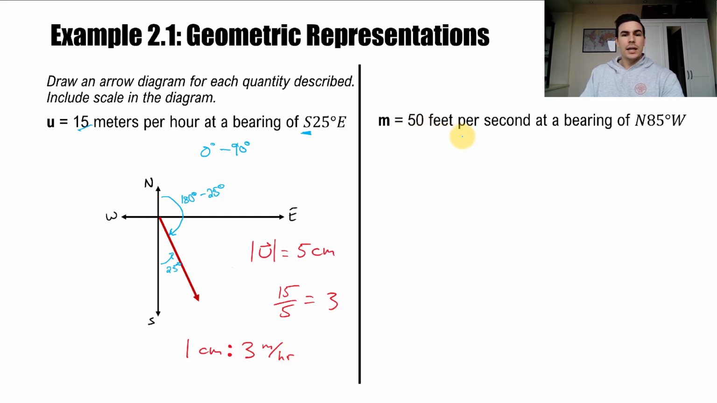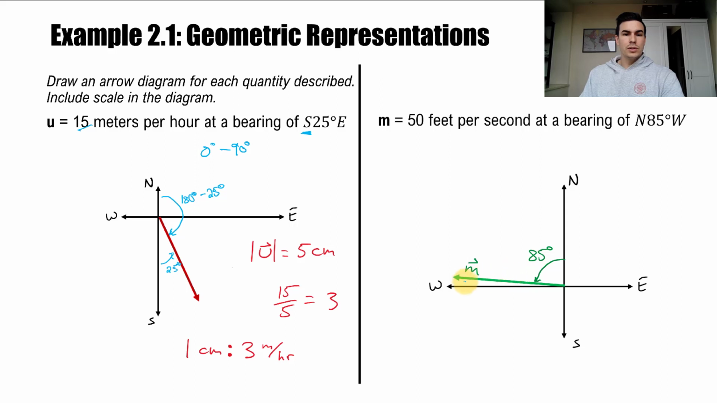m is 50 feet per second at a bearing of 85 degrees west of north. 85 degrees west of north. So I know that I'm going to start with the vector that's pointing north, and then I'm going to rotate that towards the west. So again, counterclockwise in this instance, 85 degrees, and that's going to be the direction of our vector here. Let's say I drew this with a magnitude of 2 inches, then I would have to divide 50 by 2 to find my scale of 1 inch representing 25 feet per second.